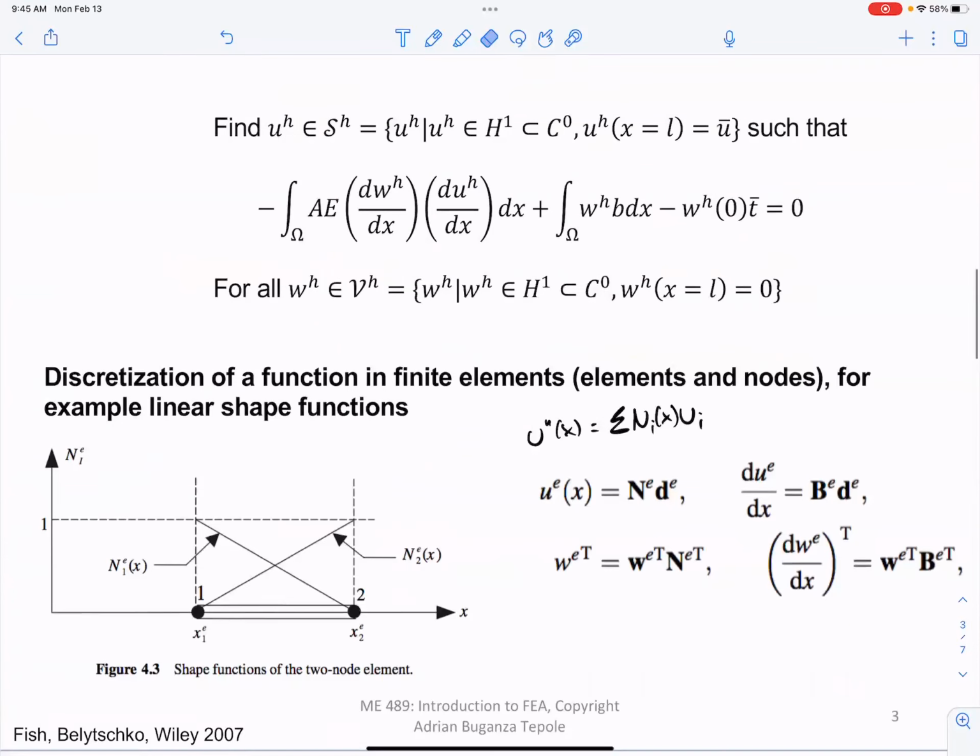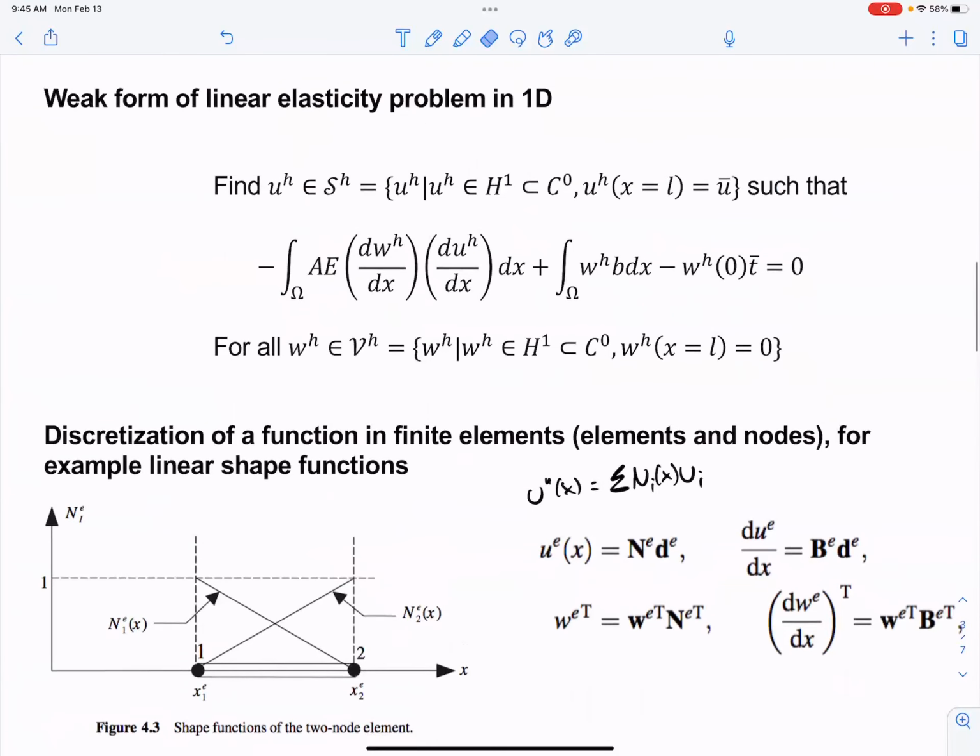So if you remember, this is the weak form. The weak form is: find the u such that it has some continuity requirement and such that it satisfies the essential boundary condition, and then this integral is 0 for all the w's that vanish whenever we have essential boundary condition.